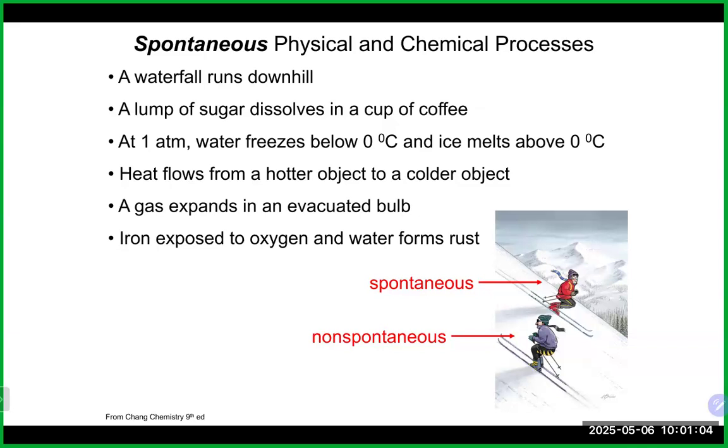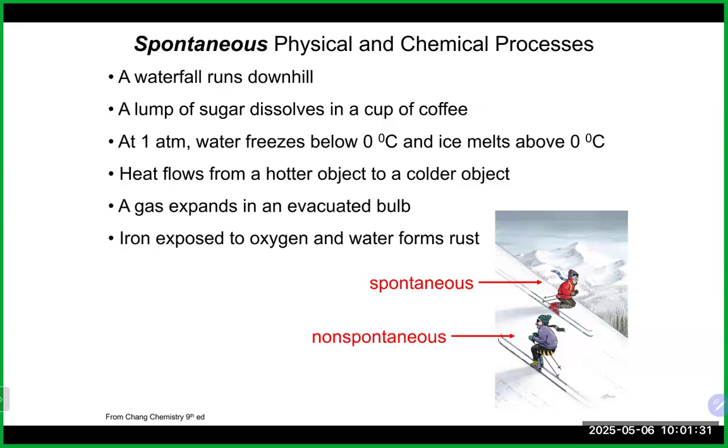Now, these are some examples of spontaneous physical and chemical processes. As we know, water goes downhill, it doesn't usually go uphill, right? Unless you help it out. So that's a non-spontaneous process. If you want to shoot the water uphill, maybe you use a pump to do that. But it will just not go up by itself. Obviously, sugar will dissolve. Water freezes below 0 degrees, and above 0 it starts to melt.